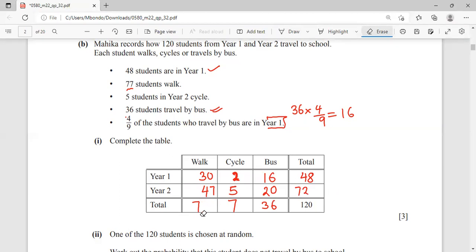Okay, this is how our diagram should look. We said this is 7 here. That is what we are supposed to do there. I hope it was easy.